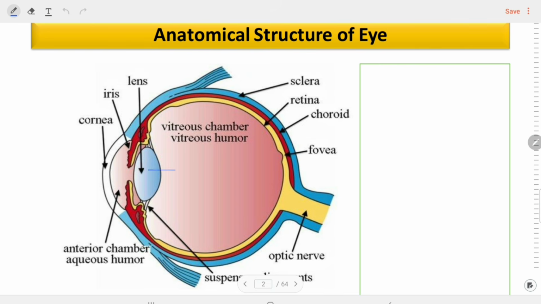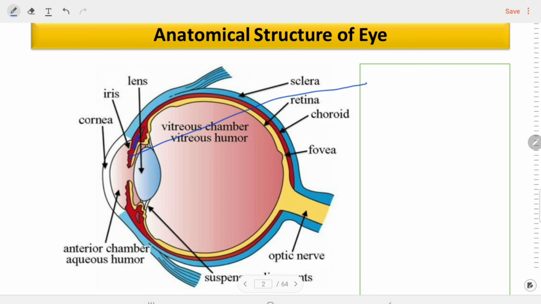Here we can see the lens that is attached with the zonular ligament, and this is the optic nerve. This is the anterior chamber, this is the posterior chamber. What is important here is the presence of two muscles in the iris. One is the sphincter pupillae, the other is the radial pupillae muscle.